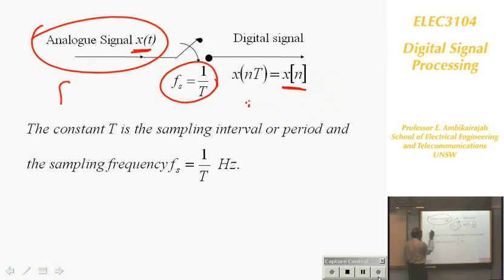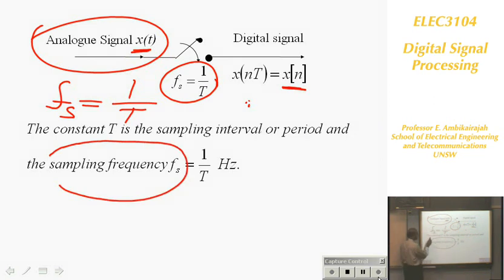So Fs, which is 1 over T, takes a special name. It's called the sampling frequency. T is called the sampling interval. Some people call it the period, but it's really the sampling interval. I'm sampling at that point and that point, and the distance between them is called the sampling interval. Once you have determined the sampling interval, you keep it always constant. You don't change it, okay?